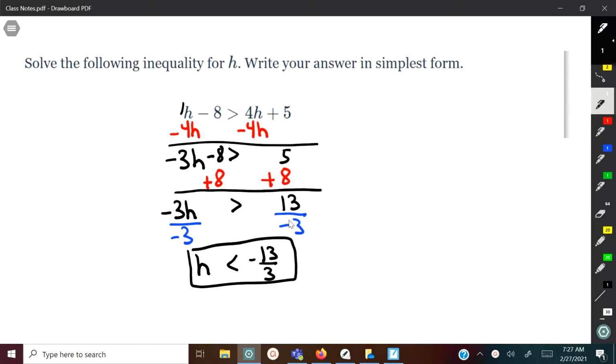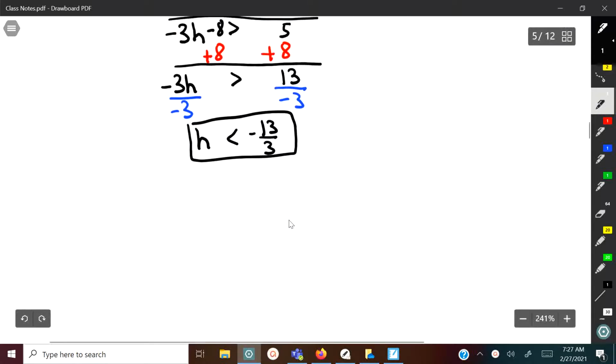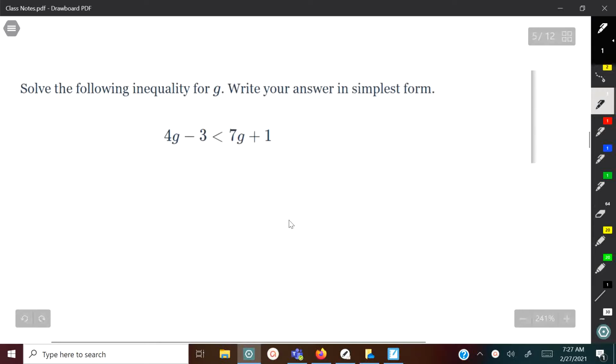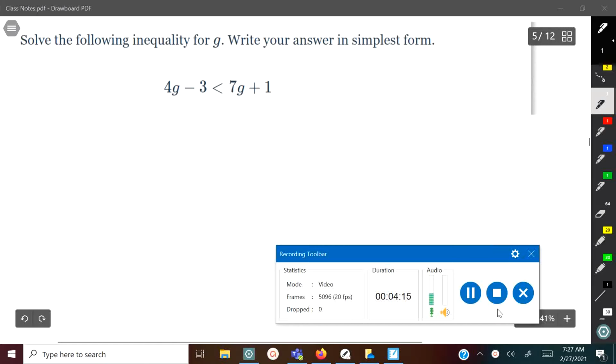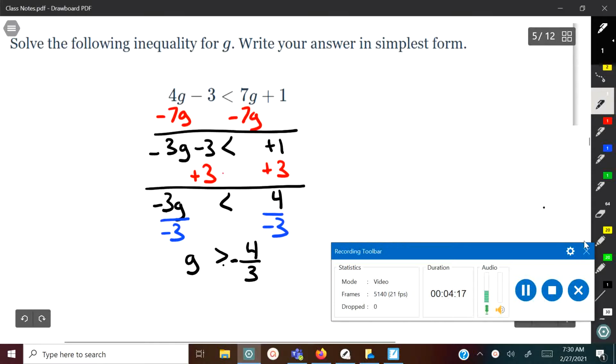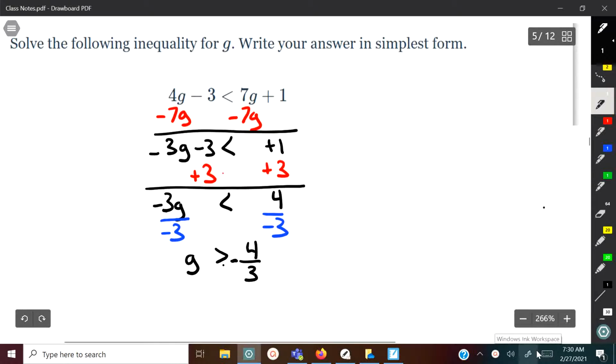Alright, let's take a look at another example. Go ahead and pause the video here and see if you can solve this one. Alright, so you should get g is greater than negative 4 over 3.